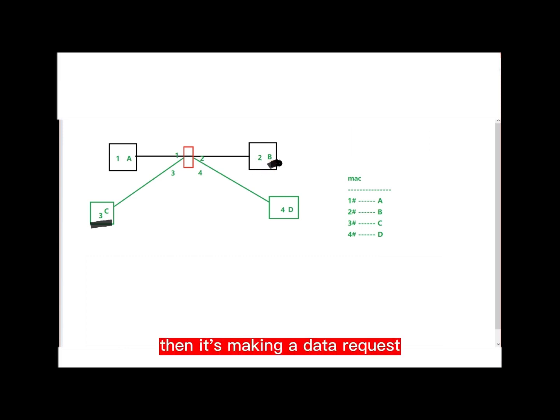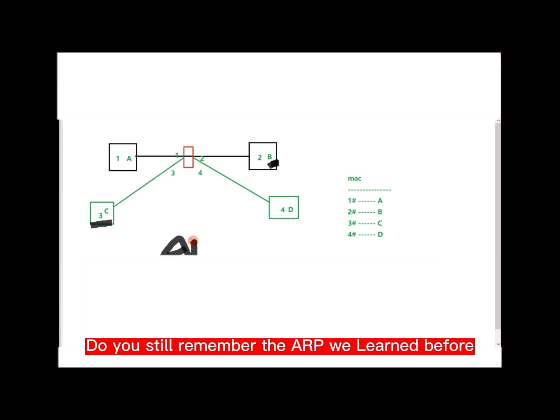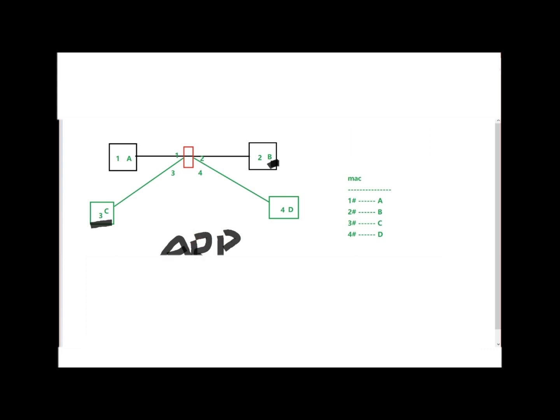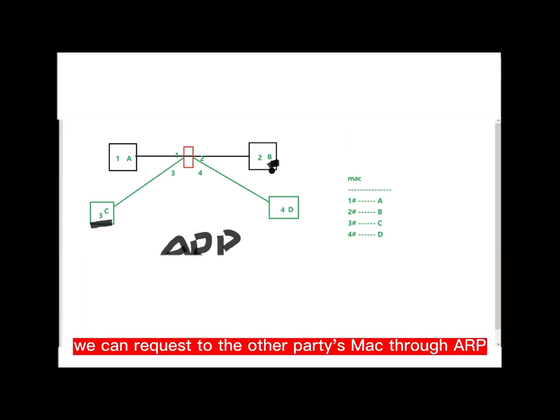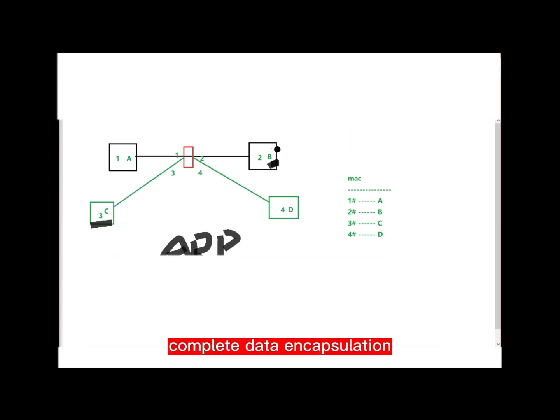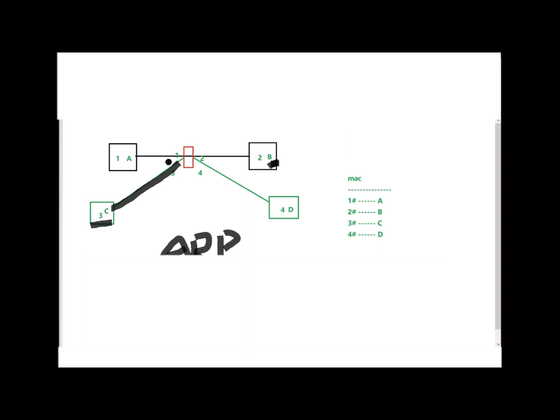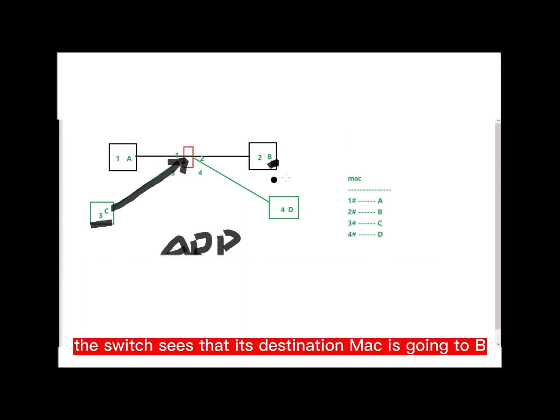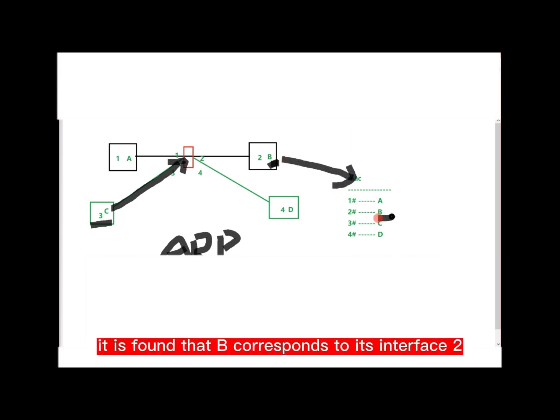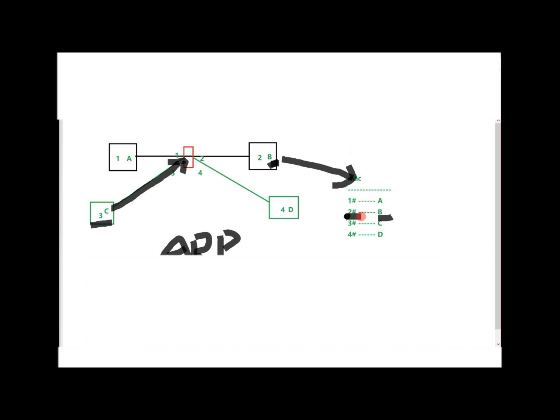Then it's making a data request. Do you still remember the ARP we learned before? We can request the other party's MAC through ARP to complete data encapsulation. If PC3 now has the MAC address of PC2, it sends data to the switch. The switch sees the destination MAC and queries the local MAC address table. It finds that B corresponds to its interface 2, and sends data out from interface 2.